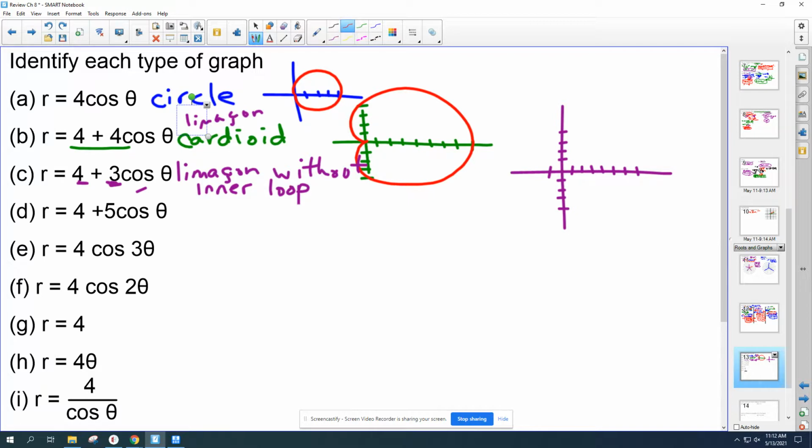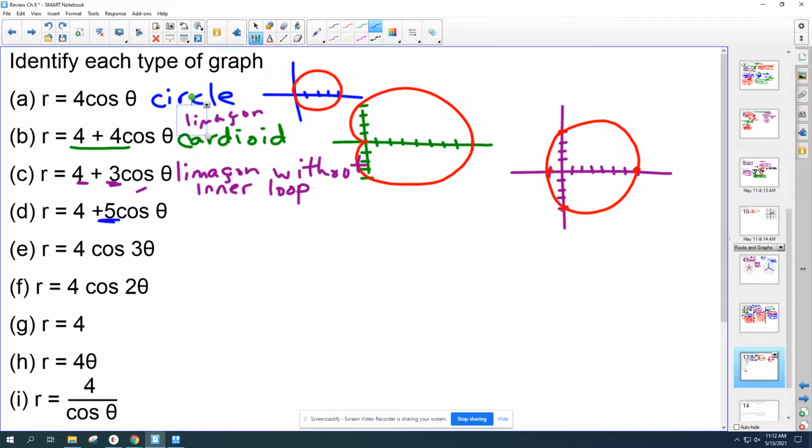This graph is going to go here and here and here and here. So keep in mind, it tries to be circle-ish. It's just kind of flattened on one side. That's not a perfect circle. It's a little bit pushed in or a little bit flattened.